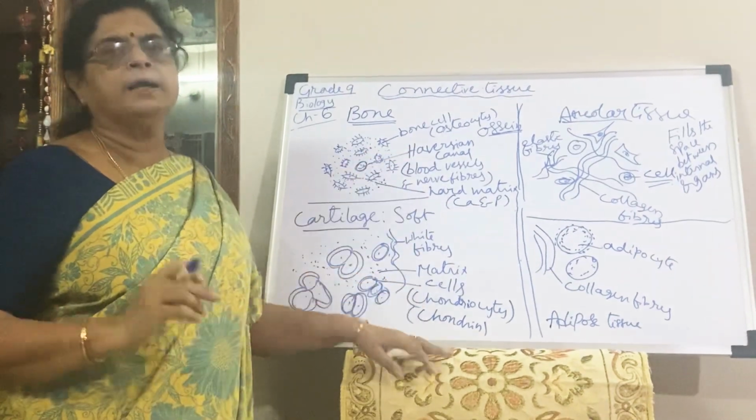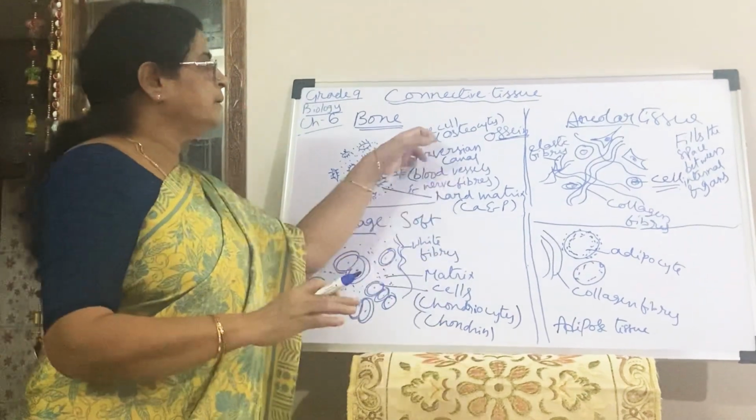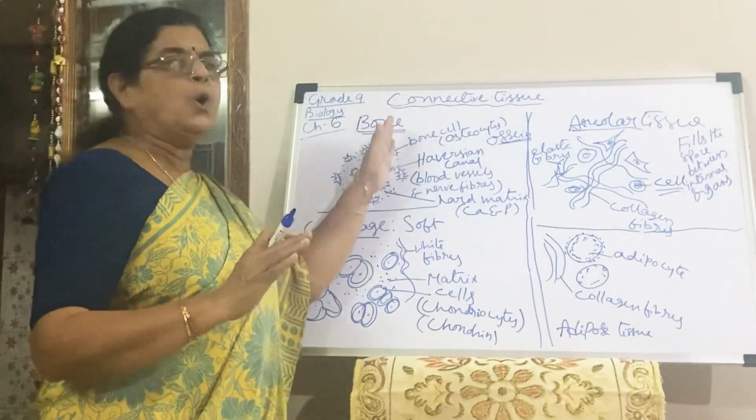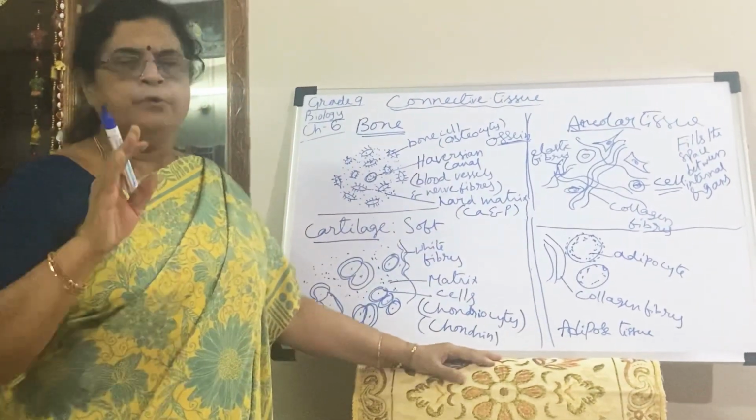These two come under skeletal connective tissue, and you can make a T table and easily write the differences between the bone and the cartilage. Some 5-6 differences you can frame.